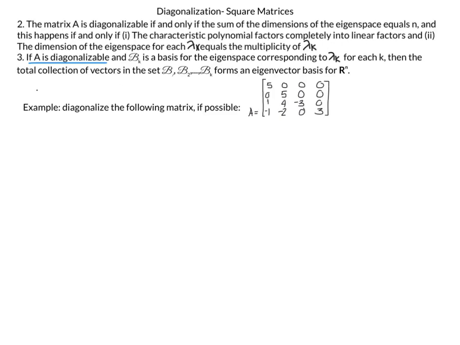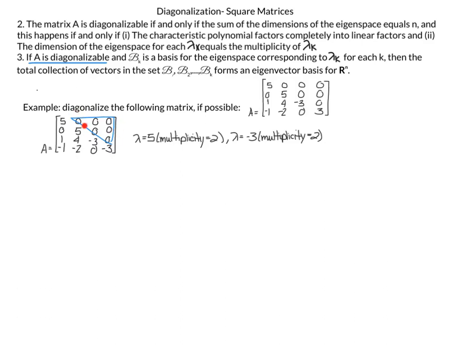Our next example is to diagonalize the following matrix if possible. So A is a 4 by 4 with column vectors 5, 0, 1, negative 1, 0, 5, 4, negative 2, 0, 0, negative 3, 0, and 0, 0, 0, 3. And this is also a triangular matrix. It's really good to be able to see this because it simplifies this part of the work greatly. So our eigenvalues are lambda equals 5 with multiplicity of 2 and lambda equals minus 3 with multiplicity of 2.